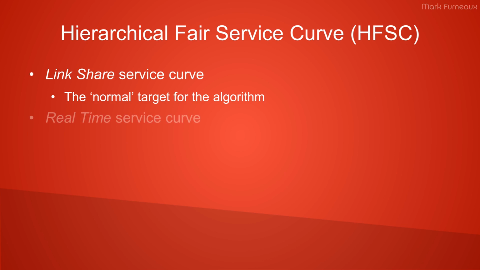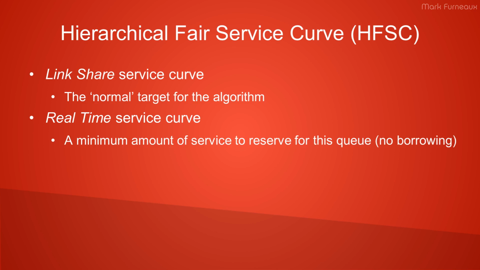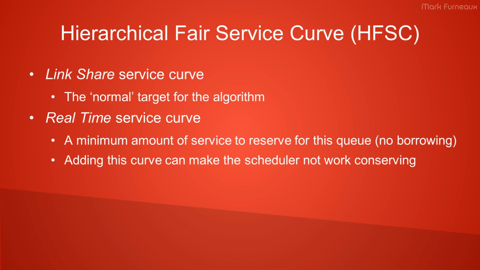The second service curve is known as the real-time service curve, and this is effectively a minimum amount of service that you can reserve for a particular queue, i.e. it is guaranteed and it cannot be borrowed by any other queue. Now, if you do this, just note that adding this can make the scheduler no longer work conserving, because you're now reserving bandwidth that cannot be borrowed by any other queue, regardless of whether it's in use or not.